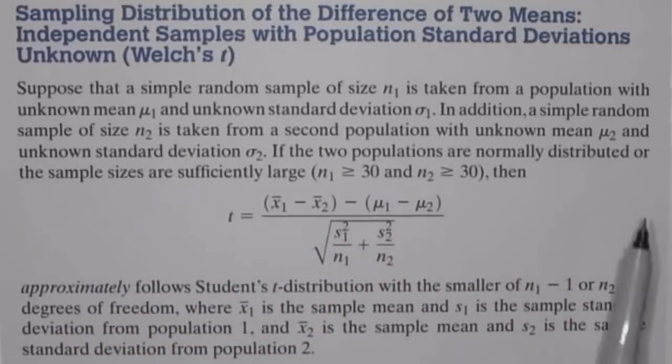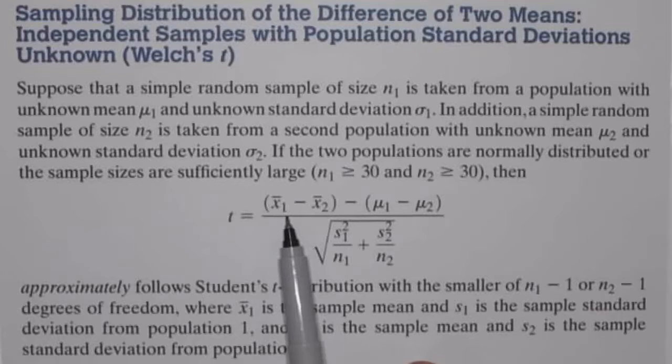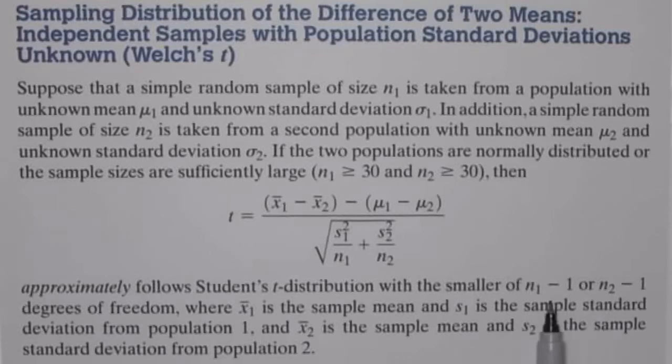So, in a nutshell, what we're saying is that these distributions follow a student's T distribution with the smaller of n sub 1 minus 1 or n sub 2 minus 1 degrees of freedom. Now, to be totally honest, that's a little bit conservative, and we'll talk about that degrees of freedom scenario a little bit later on. But let's look at our process for conducting a hypothesis test. This process is very similar to the process that we've seen before. The only difference is the details.